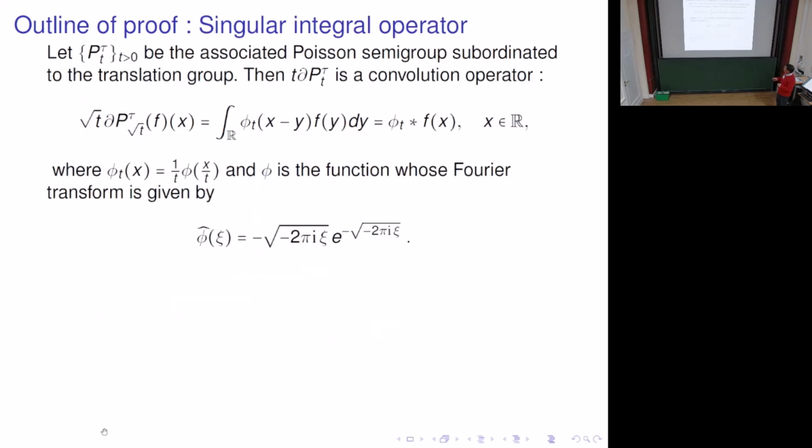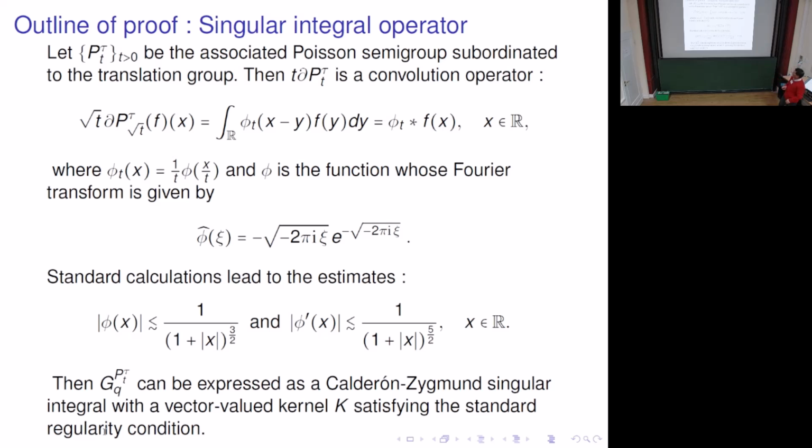So we consider the Poisson semigroup subordinated to the translation group on R. This is our kernel in some sense. We take the partial derivative in t, then we multiply by the square root of t. We can represent this as a convolution operator, phi_t convolved with x.